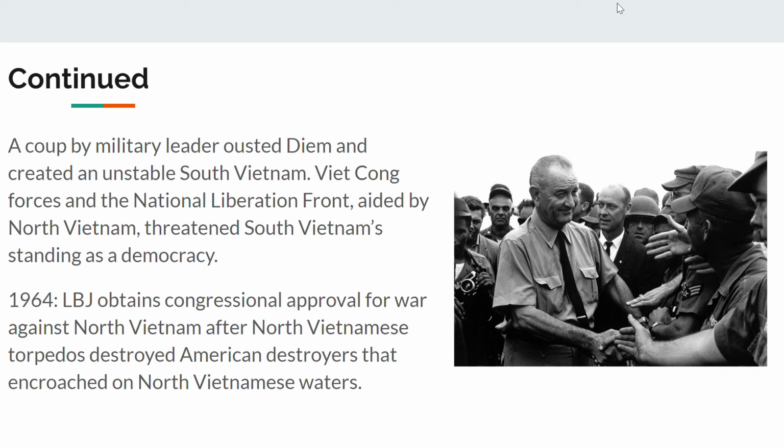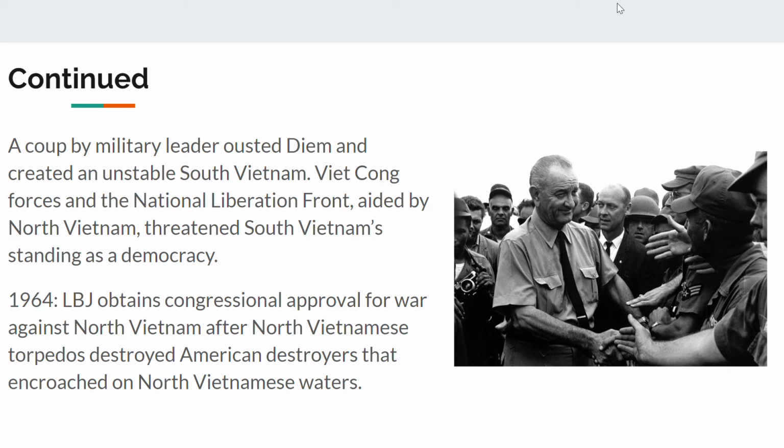So a coup led by military leaders actually ousted Diem, and this coup was supported by America because they wanted to make sure whoever was leading South Vietnam was popular. However, this coup led to an unstable South Vietnam, and a new party in South Vietnam that was actually aided by North Vietnam, called the National Liberation Front, started to threaten South Vietnam's standing as a democracy. Their forces that were part of this front, the Viet Cong, who are now very famous, actually, started to participate in guerrilla warfare in South Vietnam and were supported by North Vietnam.